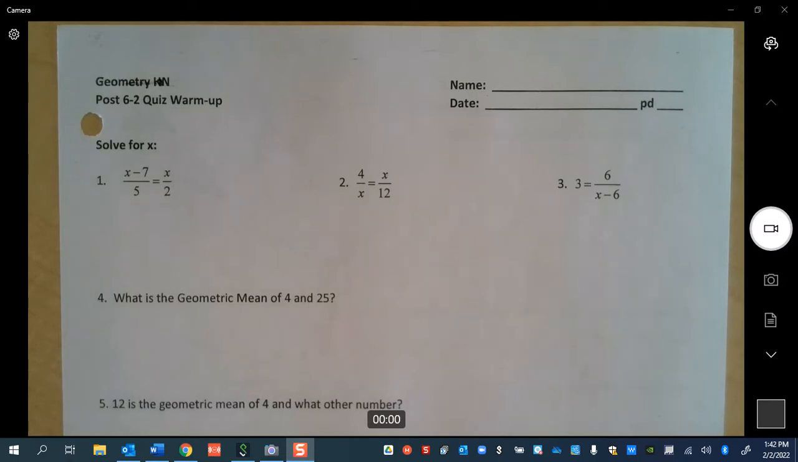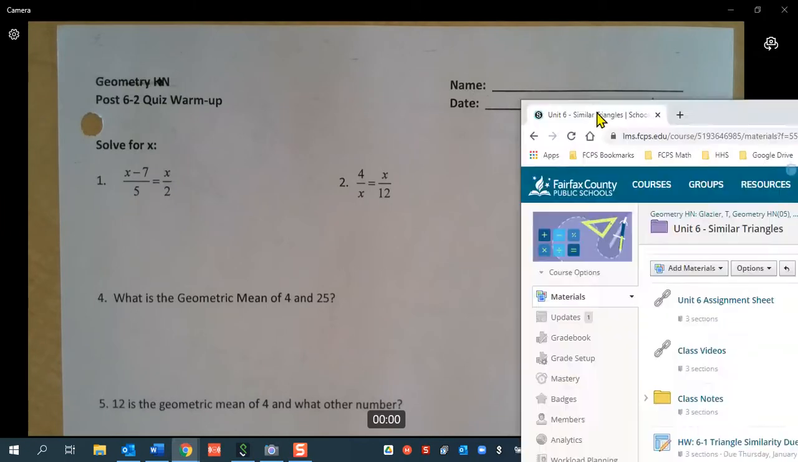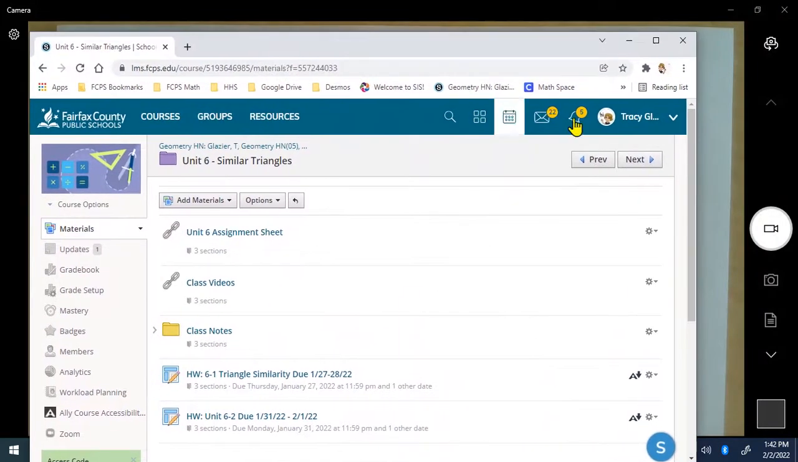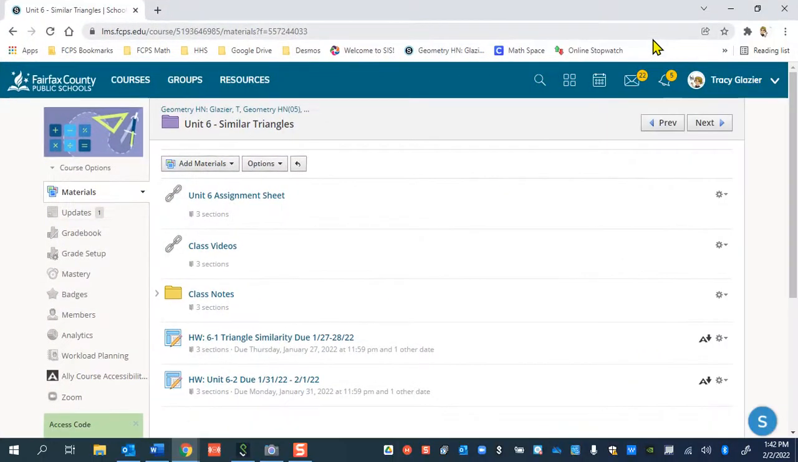Just so we're all on the same page, I want to make sure you understand where things are found on your Schoology page. It's hard for me to hear comments from people who say, well, it wasn't posted, I didn't know where it was. So we need to continue going through this until everybody knows where to find the stuff that we post.